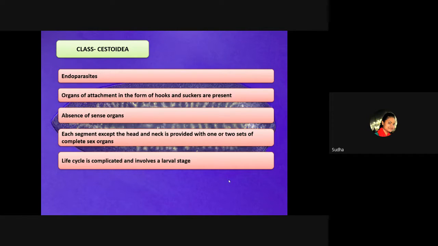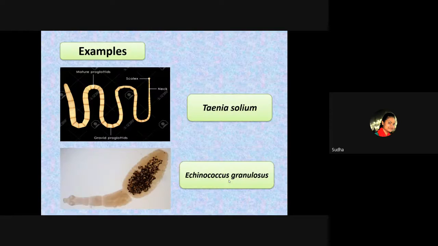Next point is, the life cycle is complicated and involves a larval stage, so here also we will find different larval stages. An example is Taenia solium, which we call the pork tapeworm. Another one is Taenia saginata, the beef tapeworm. Taenia solium is the pork tapeworm as its intermediate host is the pig. Another example is Echinococcus granulosus. These are examples of class Cestoda.